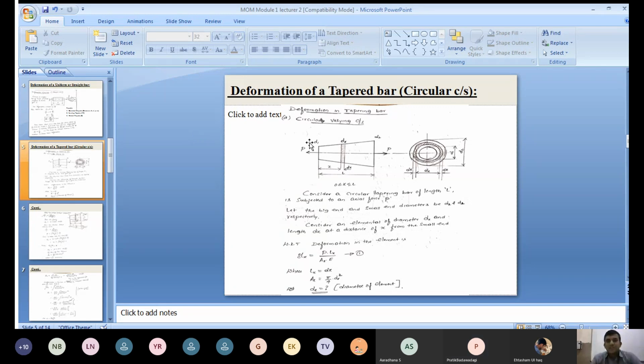Now consider a tapered bar of circular cross section, of smaller diameter which we represent as D1 and larger diameter D2, and the length of the tapered bar is L.